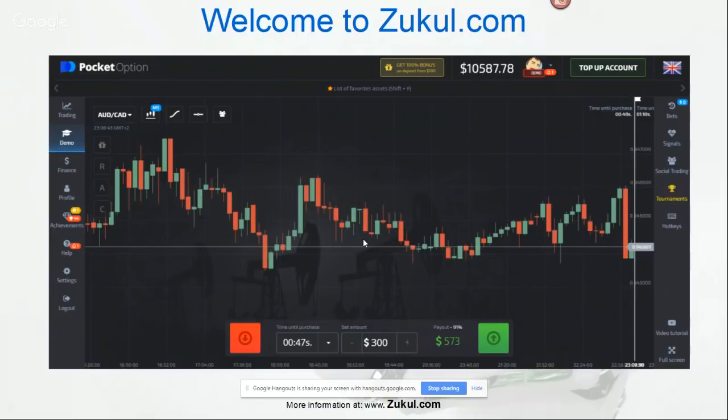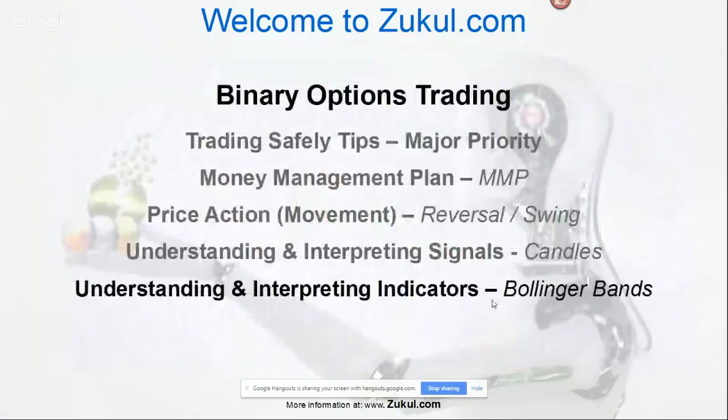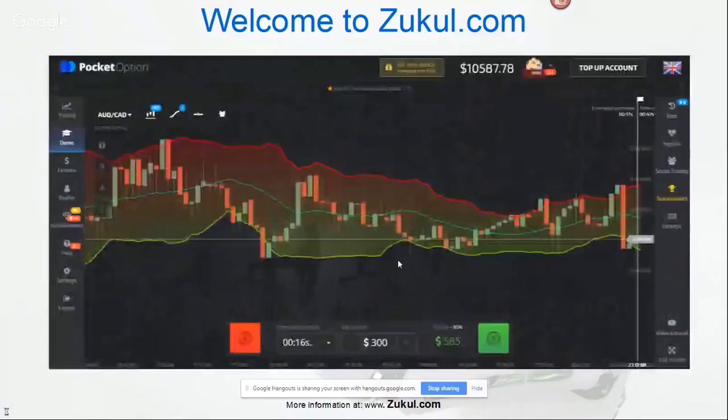So we're now going to look at indicators, and we're going to focus on Bollinger Bands today. Again, it's the same chart, the same candles, okay? But now you can see that we've got a big red line at the top, a green line at the bottom, and a turquoise line that runs through the middle. This is what's called a Bollinger Band, and I'm going to show you how we set this up.